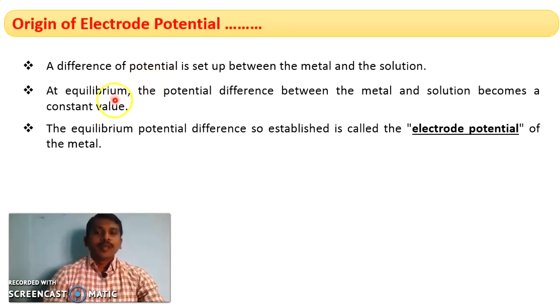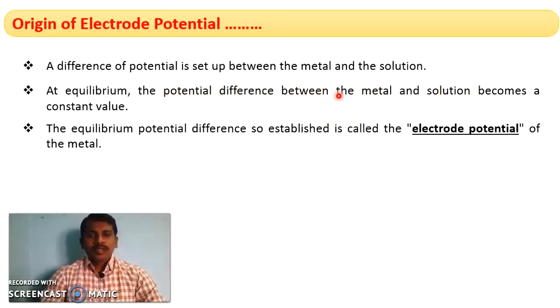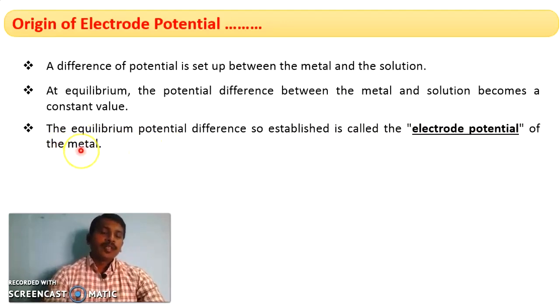At equilibrium the potential difference between the metal and the solution becomes a constant value. In normal conditions the potential difference will be changing, but at equilibrium it will be fixed to a constant value. That constant value is called the electrode potential of the metal. In this way, electrode potential originates when a metallic electrode is dipped in a solution containing its own ions.